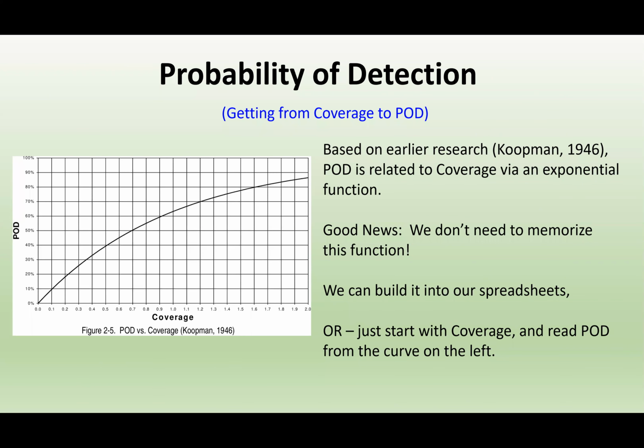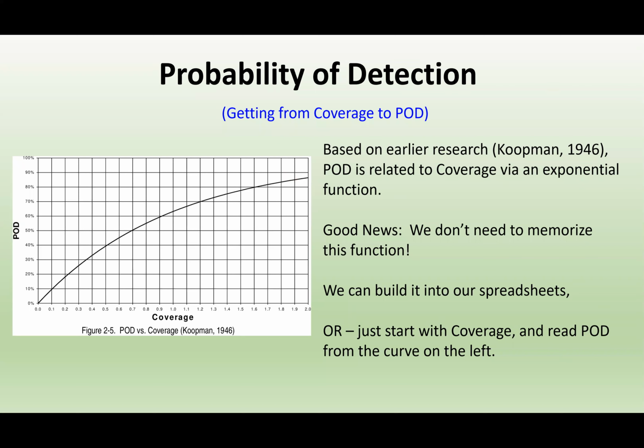All right, so now comes a tricky step. How do we get from percent coverage to probability of detection? Here we need to rely on earlier research that showed a mathematical function that relates coverage to probability of detection. It's shown as a curve on this chart, and there's actually a formula behind it that we use. And let's look at an example.